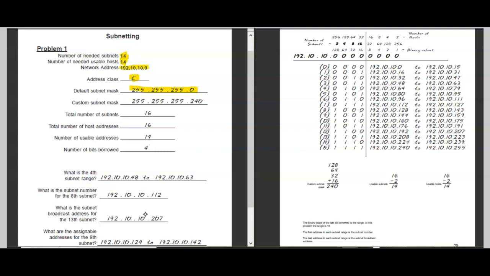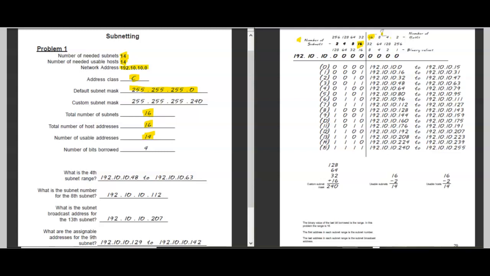Over on this right side, we are going to solve the problem. We're going to draw our quote unquote great divide line between the two 16s because that will meet our criteria of 14. Then we can fill in the rest of the problem. We have a total of 16 subnets and 16 total hosts. When we subtract 2, that leaves us with 14 usable host addresses.